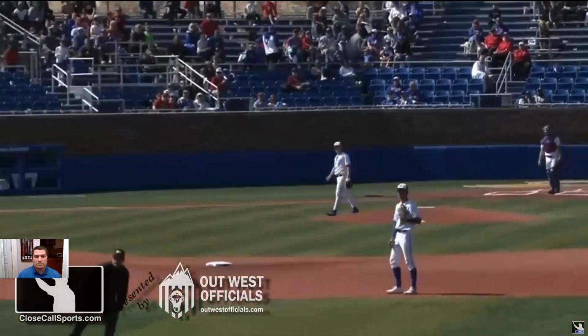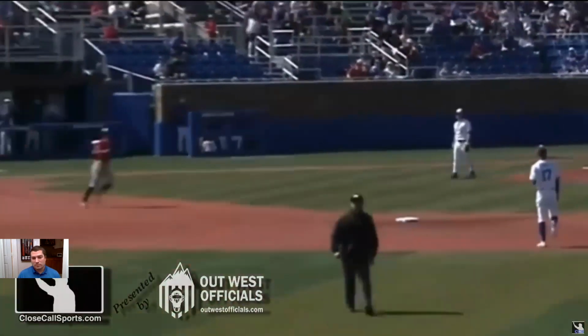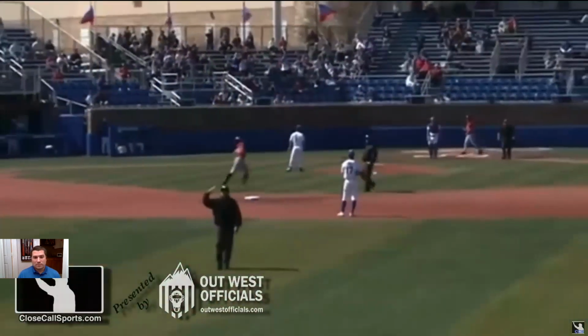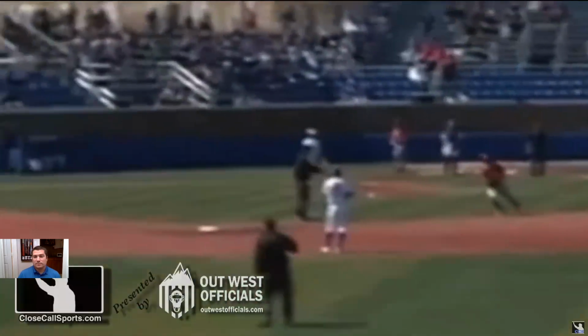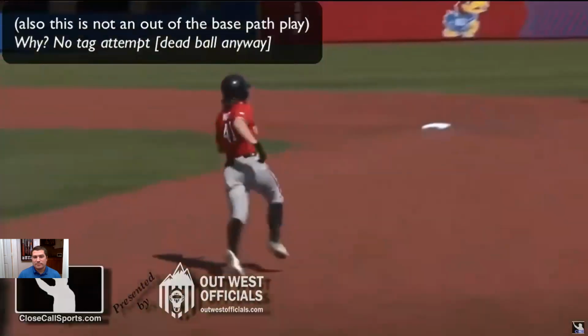The second base umpire properly rules and signals clearly it is a home run. The runner doesn't seem to care and peels off. The third base umpire then calls the runner out. Why? The answer is abandonment.